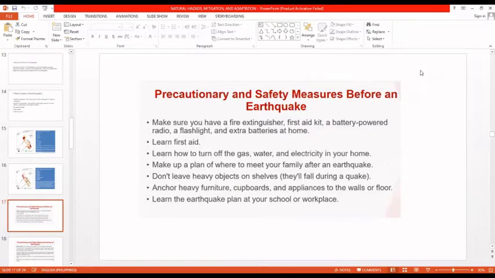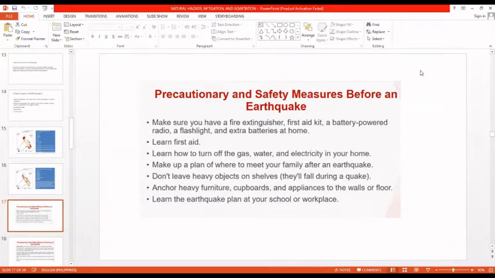So basically we are now in the 21st century, high-tech tayo class. Yung cellphone natin may built-in radio na, may flashlight na, and when we talk about extra batteries, meron tayong mga power banks. Then next is learn the first aid kit. Yung basic lang na first aid kit ay dapat natin malaman. So learn how to turn off the gas, water, and electricity in your home.